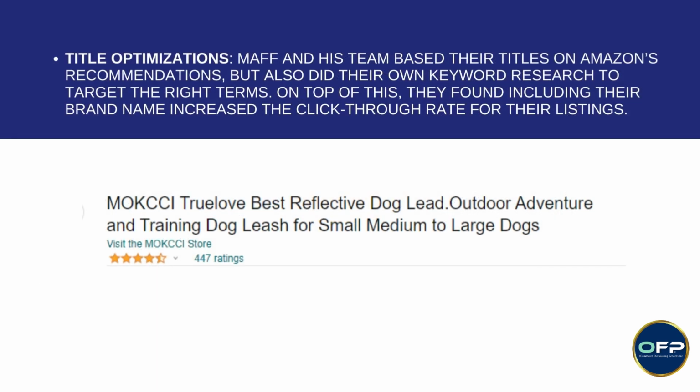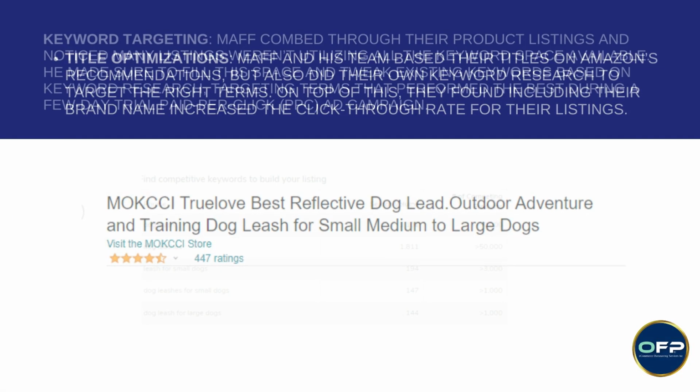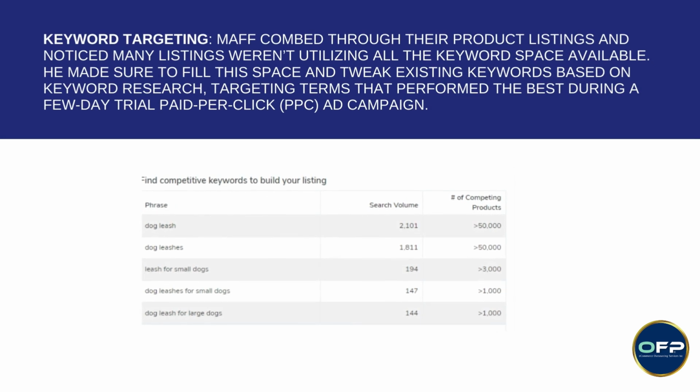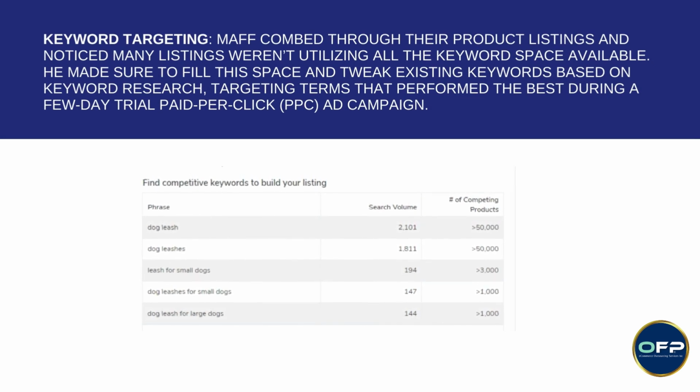Title optimizations. Math and his team based their titles on Amazon's recommendations, but also did their own keyword research to target the right terms. On top of this, they found including their brand name increased the click-through rate for their listings. Keyword targeting. Math combed through their product listings and noticed many listings weren't utilizing all the keyword space available. He made sure to fill this space and tweak existing keywords based on keyword research, targeting terms that performed the best during a few-day trial paid-per-click (PPC) ad campaign.